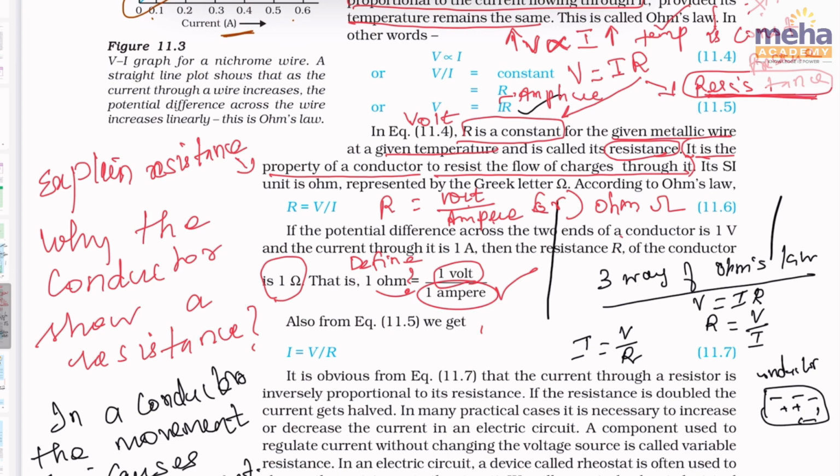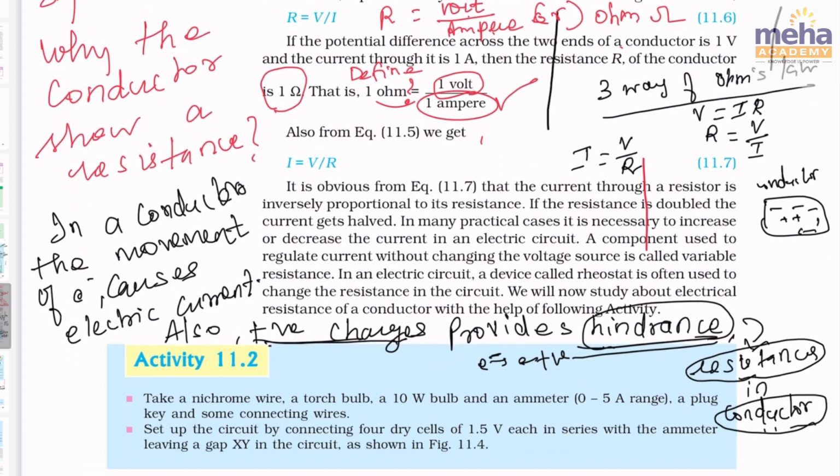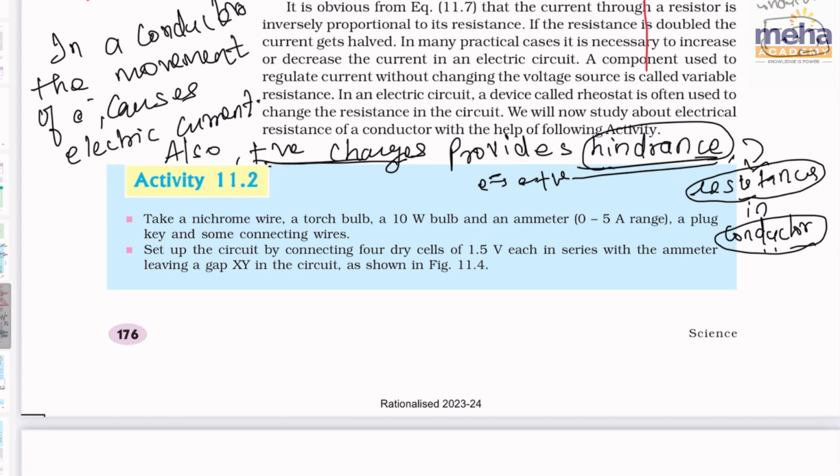Now we will understand the relation between V, I and R. So V is equal to IR. Here consider R is constant. In this case, when V increases, I also increases. Vice versa, if I decreases, V also decreases.